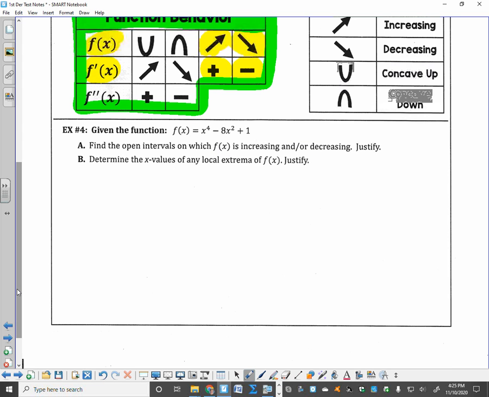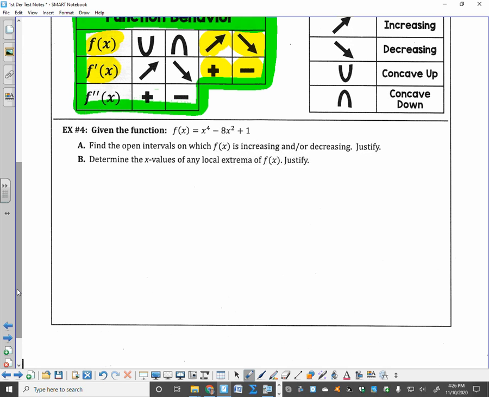Given the function, oh yay, it's just a cute little degree 4, super continuous, super well behaved. Find the open intervals on which f of x is increasing or decreasing, justify. Determine the x values for any local extrema of f of x, justify. Here's what I'd love you to do. Pause it and take a whack at this one. If you get stuck, hit play and get up to where you are, get unstuck, and then pause me and keep going. See how much of this one you can do on your own, pretending it is an FRQ and that APIs are going to be on your paper.